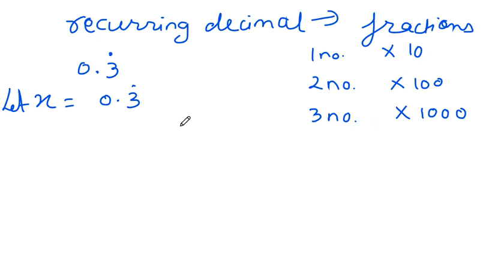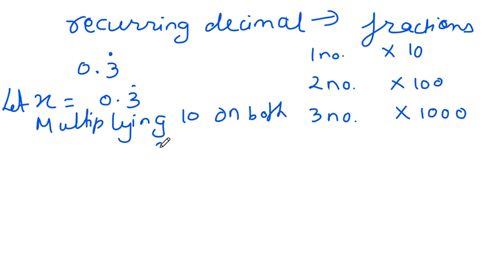Now here the number 1 is repeating, so you will multiply by 10 on both sides. So it will be 10x, which is equal to 10 into 0.3 recurring. Now, in multiplication with a multiple of 10, your decimal moves to the right side. I have covered this concept too in the previous video. You can check those videos. So here I am moving the decimal to the right.